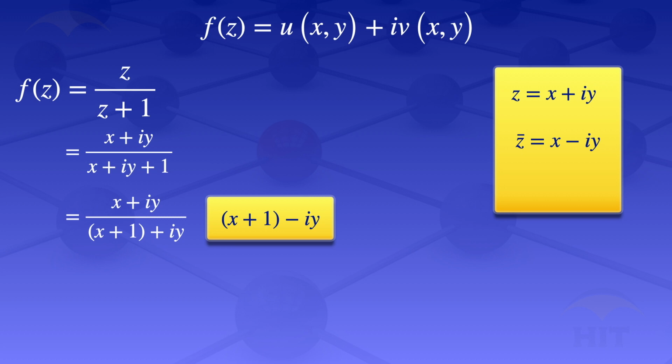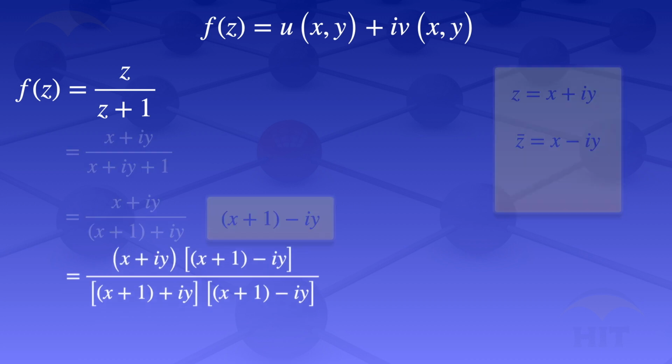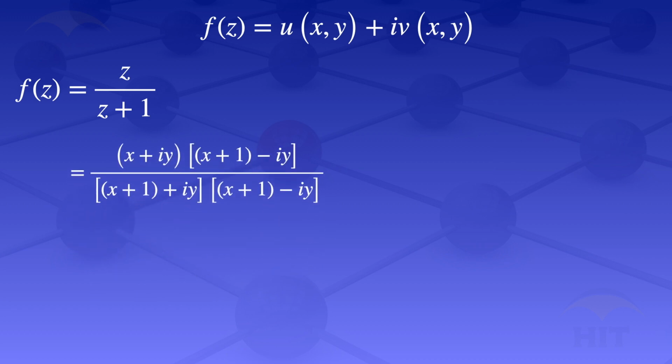So go on and multiply the numerator and denominator of this fraction by this conjugate. What you get is (x + iy) multiplied by the conjugate (x + 1 - iy), divided by (x + 1 + iy) multiplied by (x + 1 - iy). So we now have that fraction.